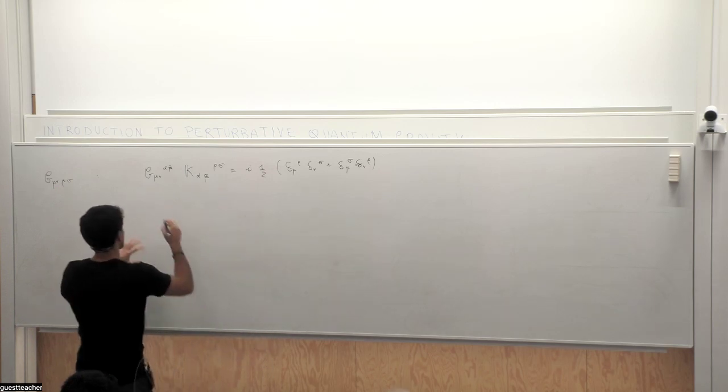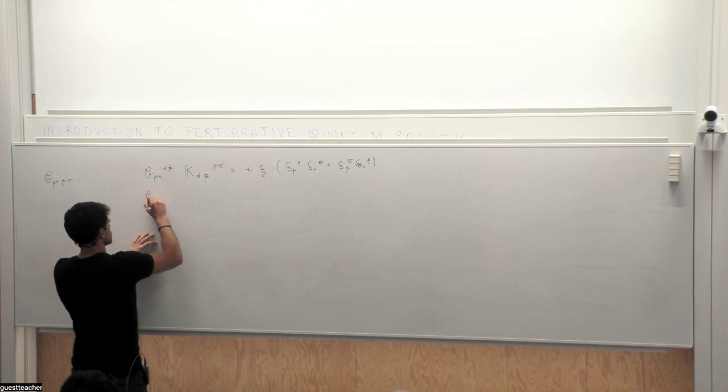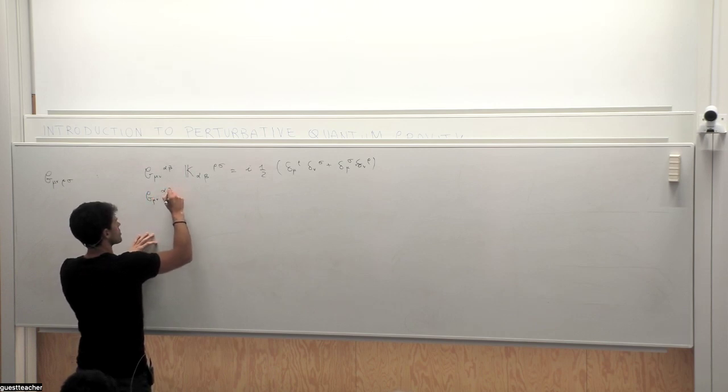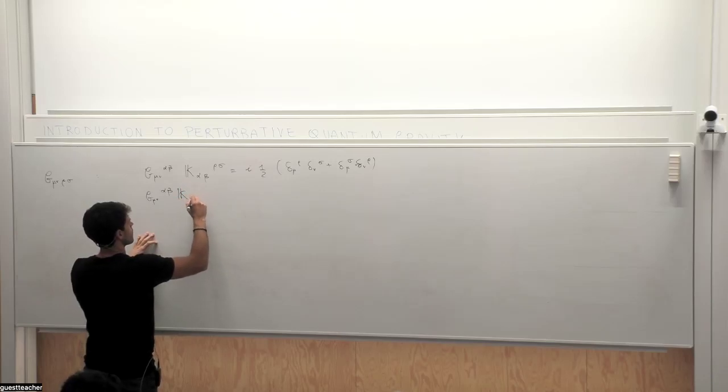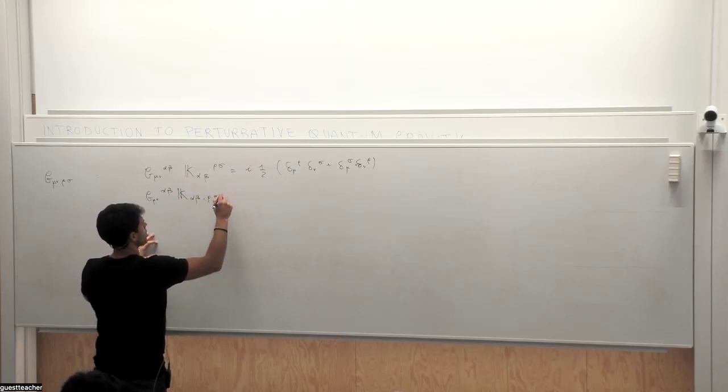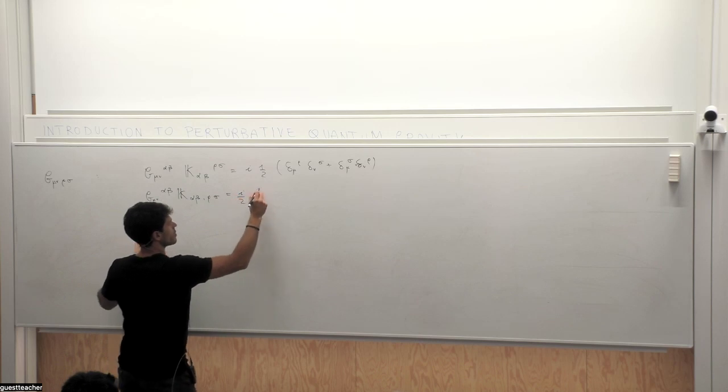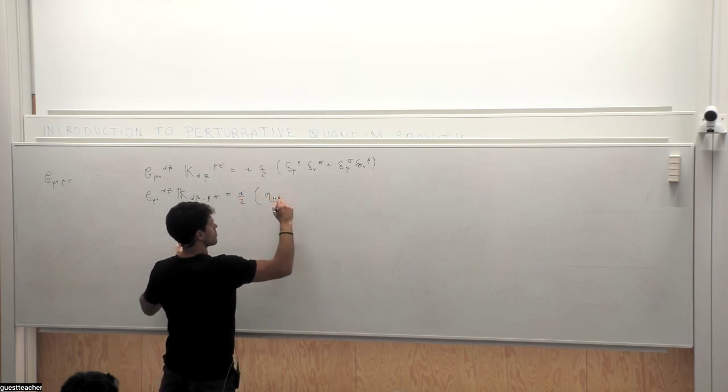The same could be written also with a different order of the indices. For instance, we could write something like this, and then this will be some object of this type.